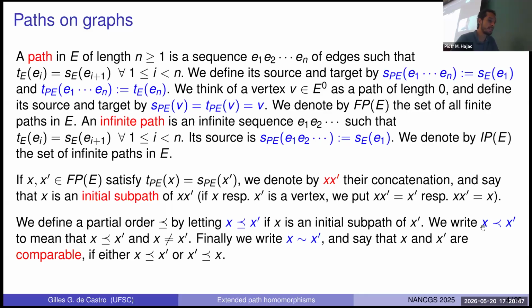So the length of X is smaller than the length of X prime. And finally, if it's either one of the other, we say they are comparable. And we use this notation for the relation between X and X prime. So this is going to be important later in the talk. So this is just a basic terminology on paths. If you've seen some talk on graphs, you've probably seen this several times already, but we just need to make sure about the terminology.